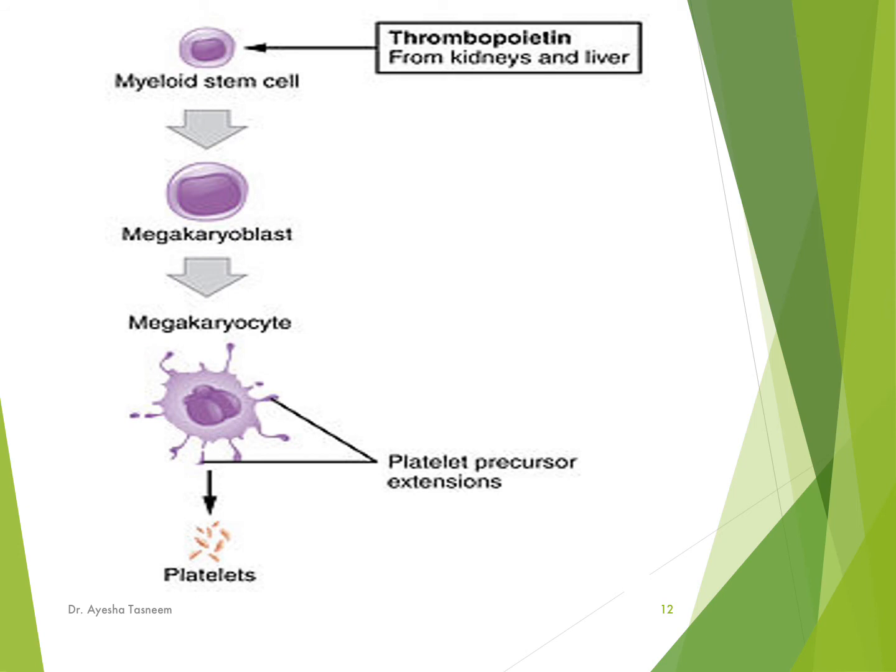This is the total schematic diagram of the production of platelets. Thrombopoietin is secreted from the kidneys and the liver that stimulates myeloid stem cells that form megakaryocytes that mature as megakaryocytes. Then platelets are derived from them.